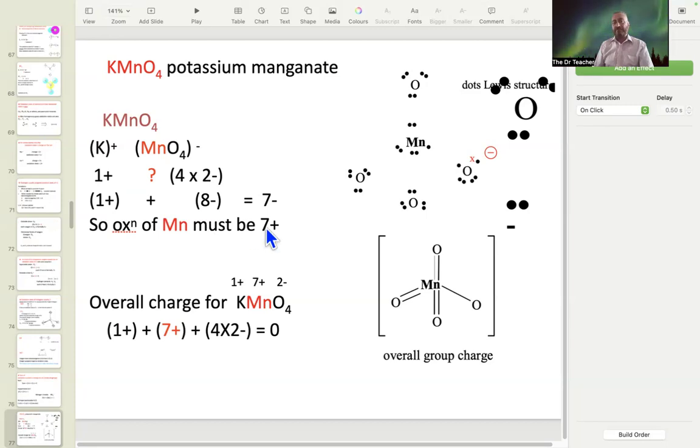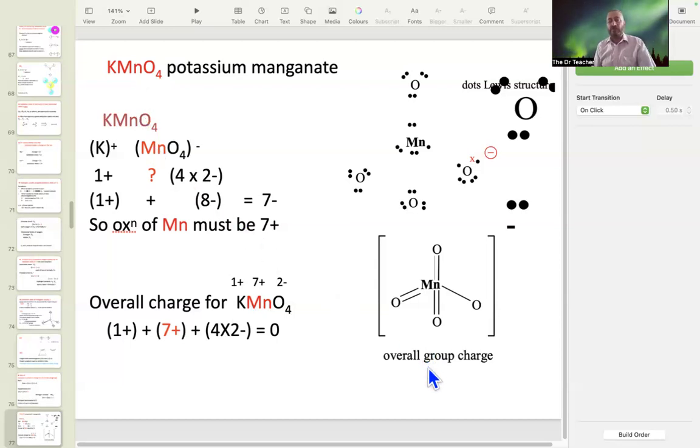Now, if you want to calculate: potassium +1, manganese +7, O4 -2. Every oxygen is -2 times 4, which is -8 in minus. Potassium and manganese, +7 plus 1, is 8 in plus. 8 minus and 8 plus together become 0. So the overall charge of KMnO4 is 0, no charge.